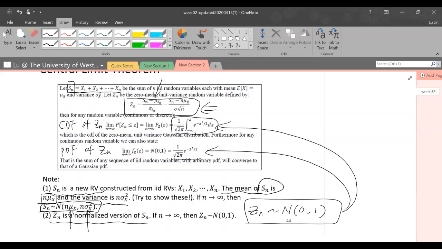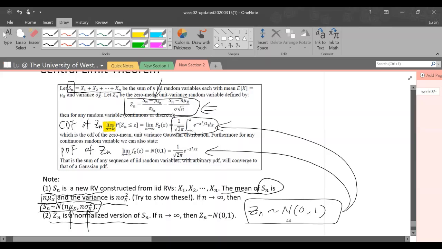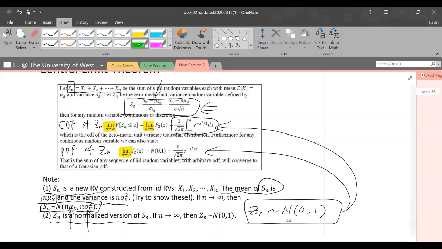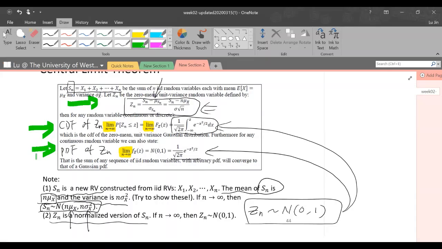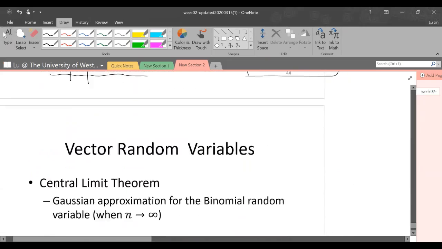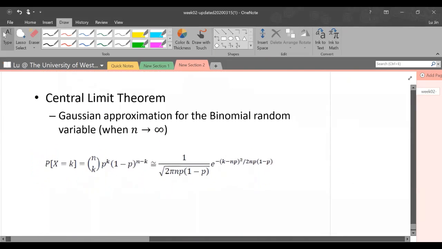Let me just go back to our week 1 contents to check that. Okay, but the only difference is on the left hand side of these two equations we have such a condition. So in other words, if you want this formula to be true, the number of the IID random variables x must be large enough. Okay, so this is just about the central limit theorem. Okay, a small application of the central limit theorem.